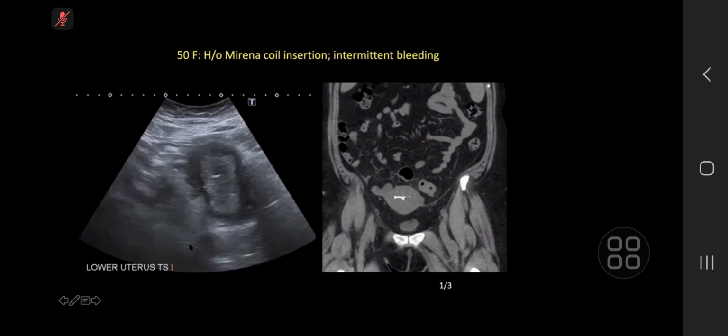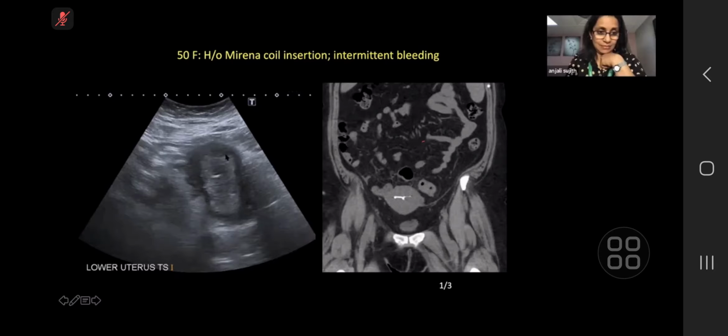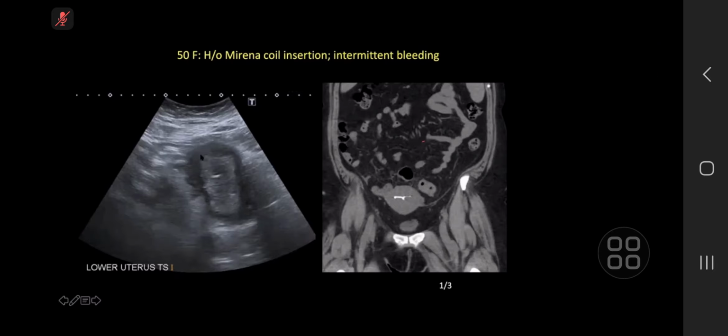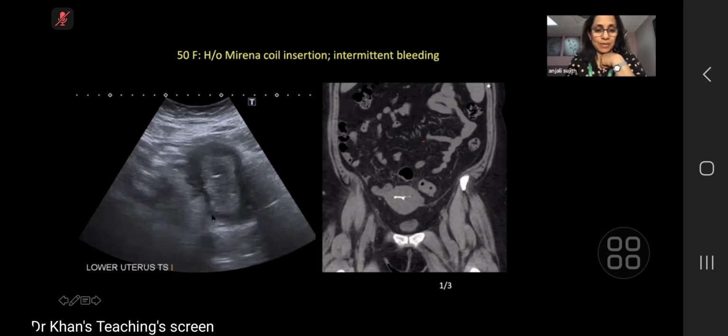Okay, so on the transabdominal ultrasound, there's a large area within the uterine cavity which is hyperechoic. I think it's part of the Mirena coil as well as a focal linear high echogenic. So what do you think this hyperechoic area is within the uterus?